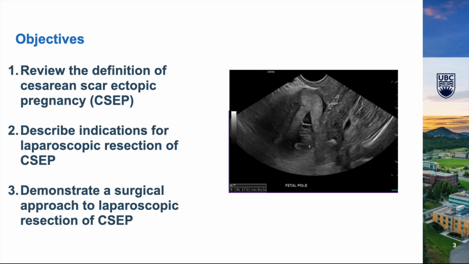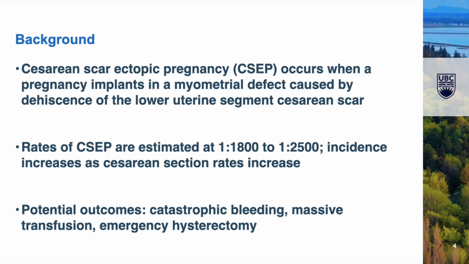The objectives of this video are to review the definition of a CSEP, describe the indications for laparoscopic resection, and to demonstrate a surgical approach to laparoscopic resection. CSEP occurs when a pregnancy implants in a myometrial defect caused by dehiscence of the lower uterine segment cesarean scar. Rates are estimated at 1 in 1,800 to 1 in 2,500, and incidence increases as cesarean section rates increase. Potential outcomes, particularly if unrecognized, may include catastrophic bleeding, massive transfusion, and emergency hysterectomy.